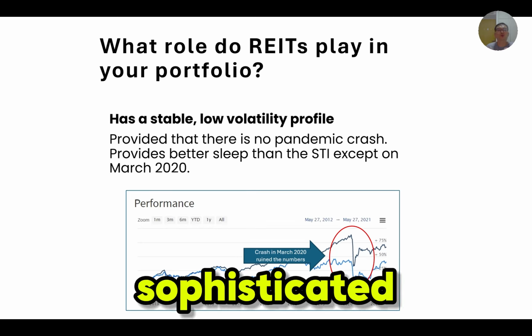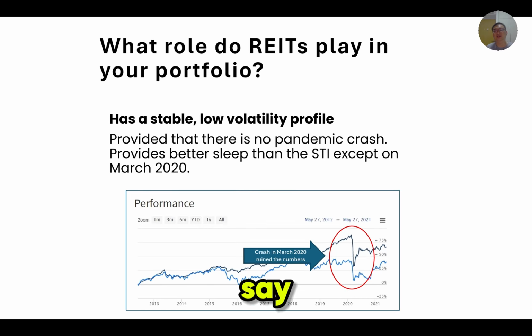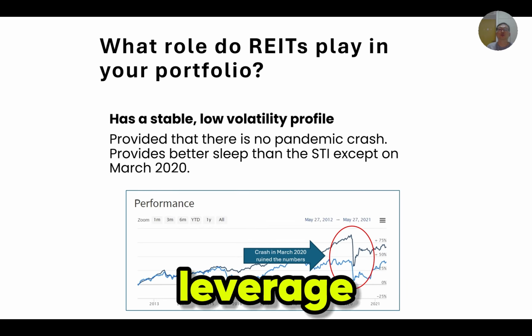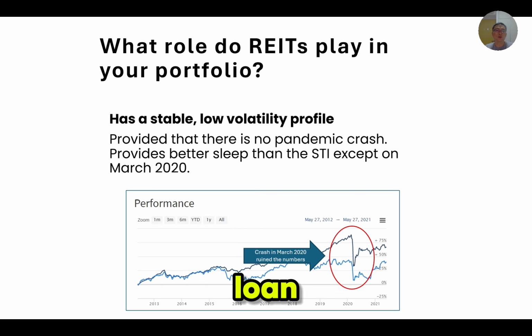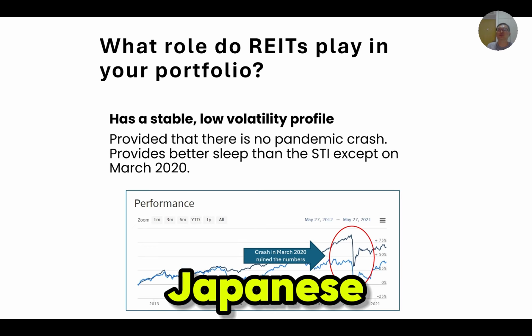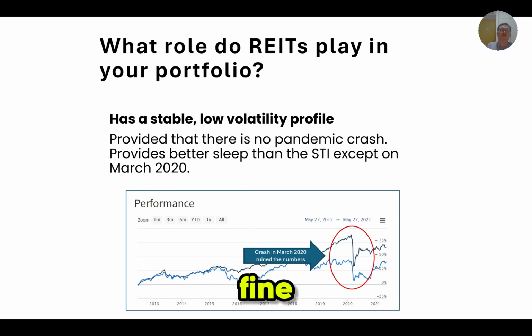And some of the more sophisticated relationship managers might even say things like, why don't you leverage using Japanese yen? So you loan in Japanese yen, you pay lower interest rates, and then you get the 5-6% from Singapore REITs, and then you pay the interest at the Japanese rates. And then you're fine and good. That is a very dangerous kind of play, but it's quite bread and butter, right? It's called the yen carry trade.